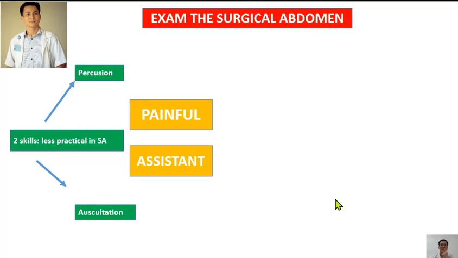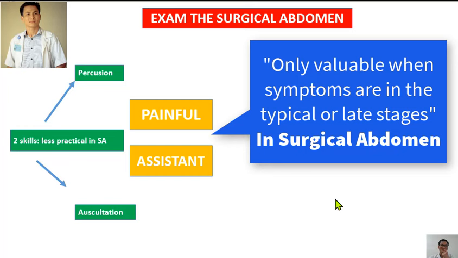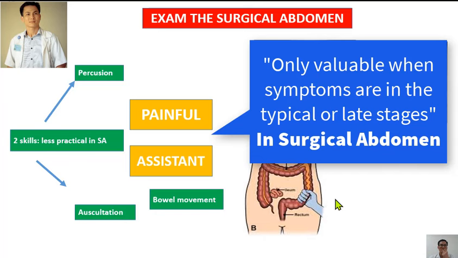Next, we talk about percussion skill. Percussion is less common in surgical abdominal exams compared to other techniques because it can cause additional pain to the patient, and its findings are only valuable when accompanied by other clinical symptoms. Its diagnostic utility is limited because the symptoms detectable by percussion tend to only become apparent when they are severe, clearly, or in the late stage of the condition.